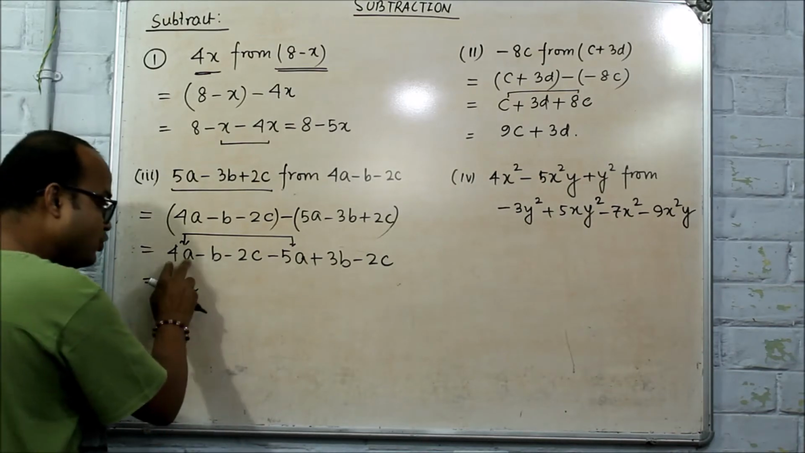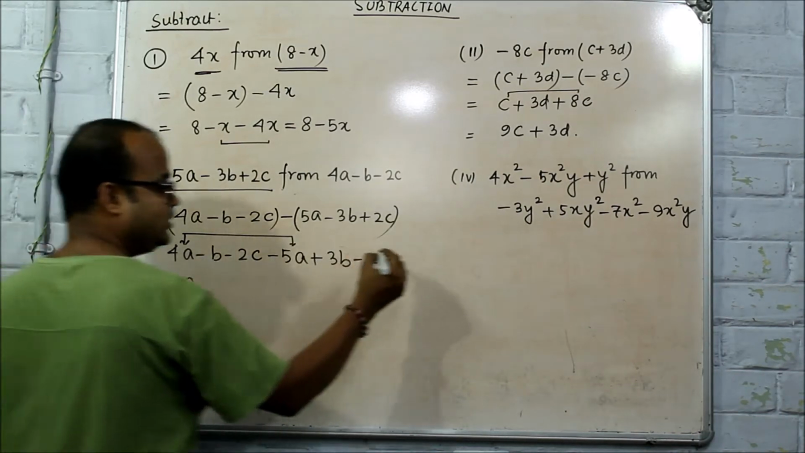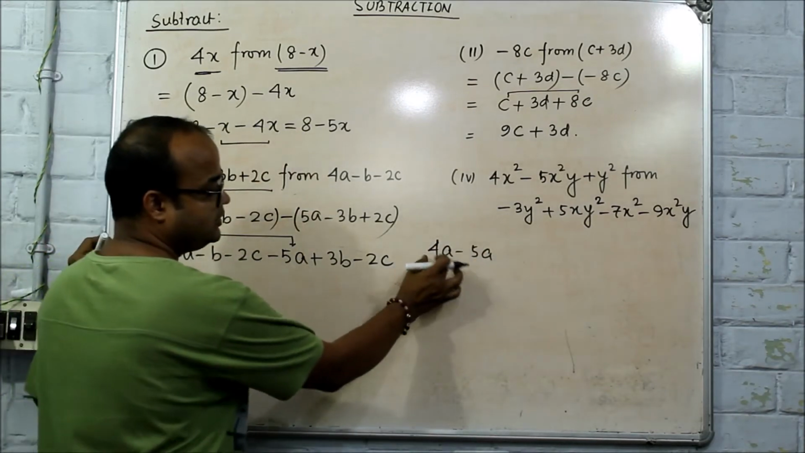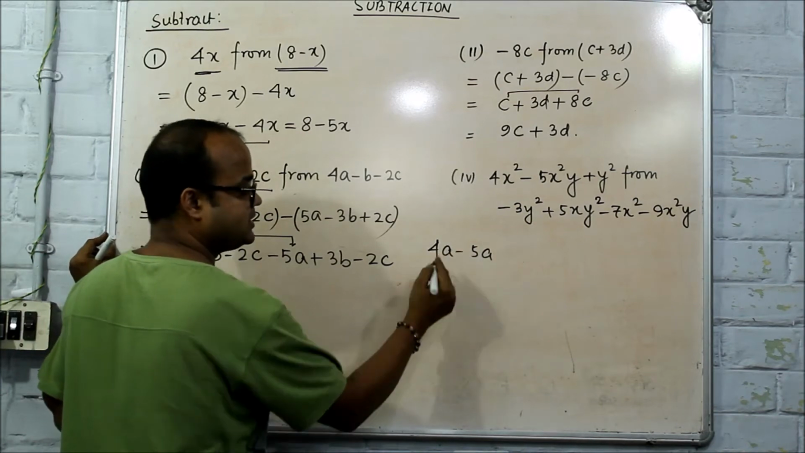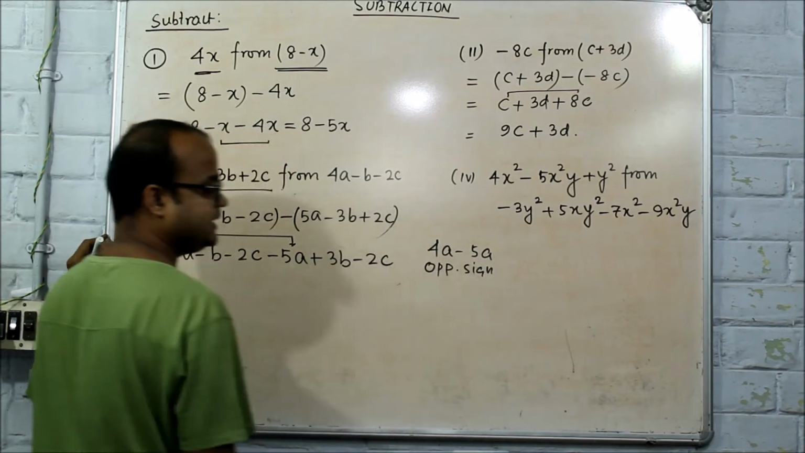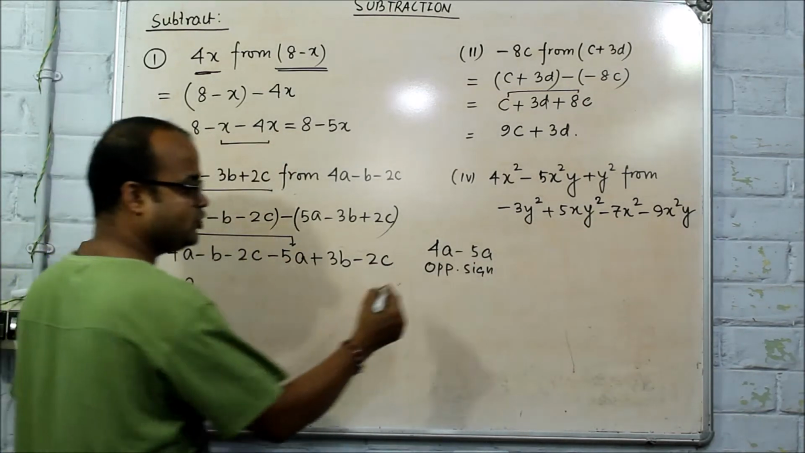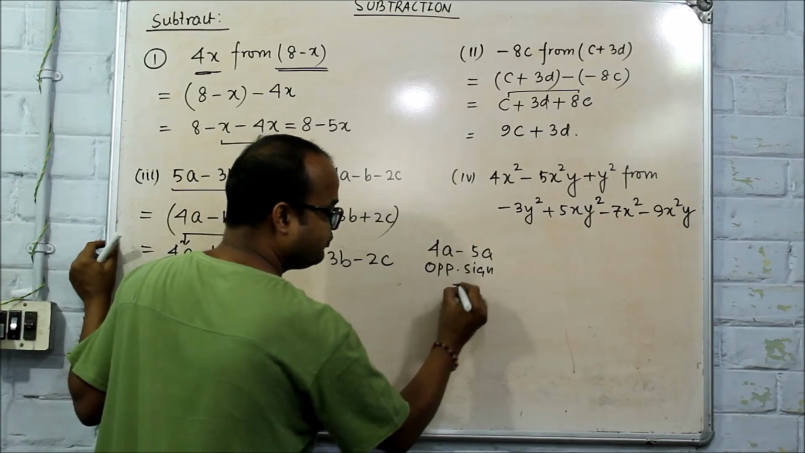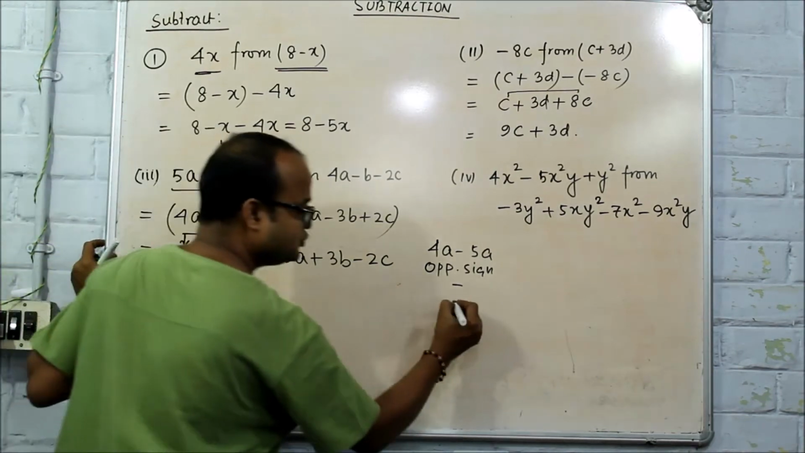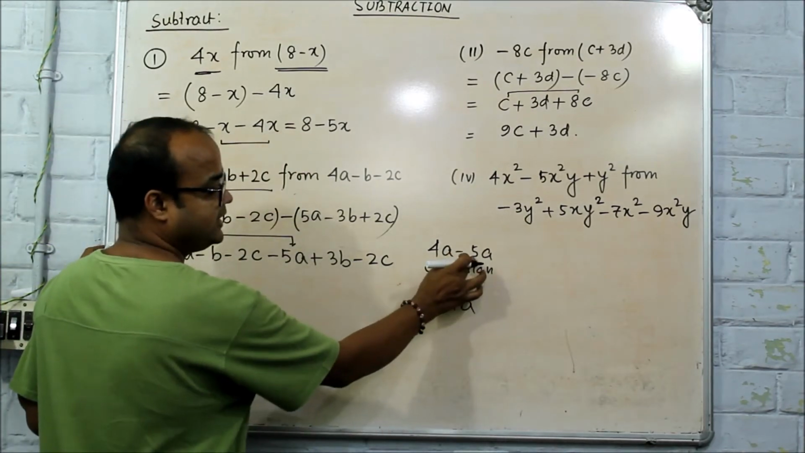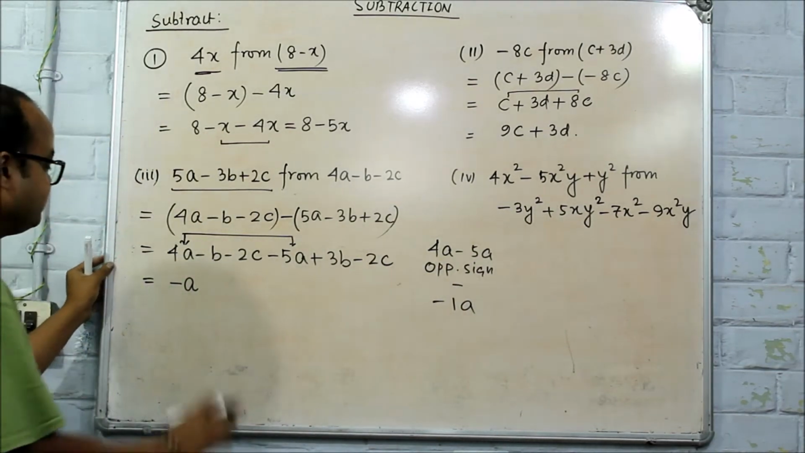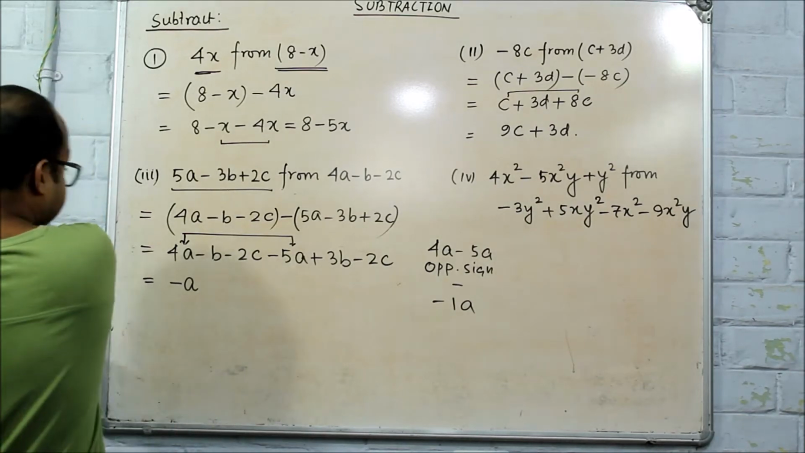Again I am repeating, 4a minus 5a. 4a has a plus sign, 5a has a minus sign, so they are opposite signs. What I told you in the last episode: opposite sign means we always need to perform the subtraction. 5 minus 4 is 1, so 1a, and 5 is bigger in magnitude. So the result will be minus 1 into a, that is minus a. Am I clear to everyone?